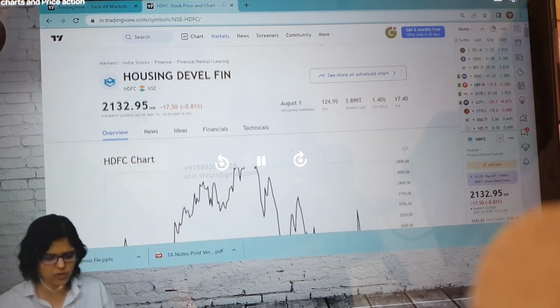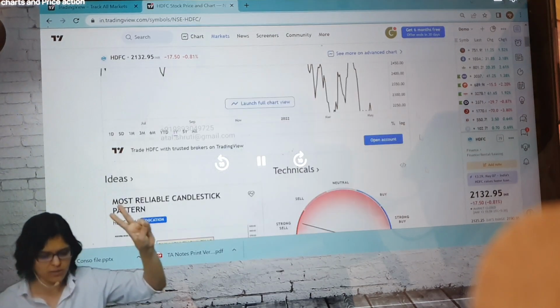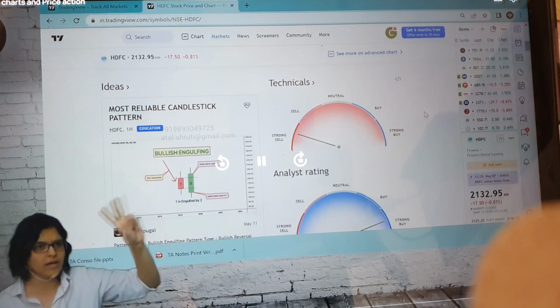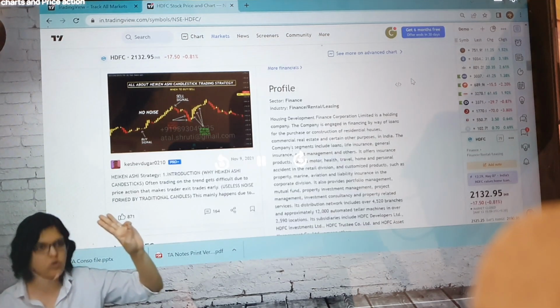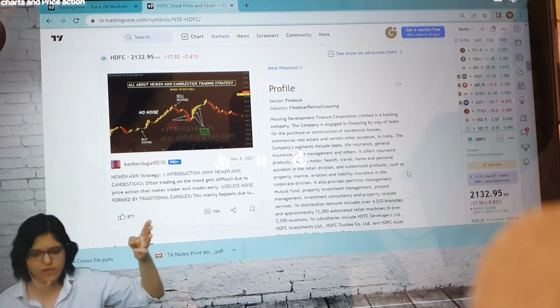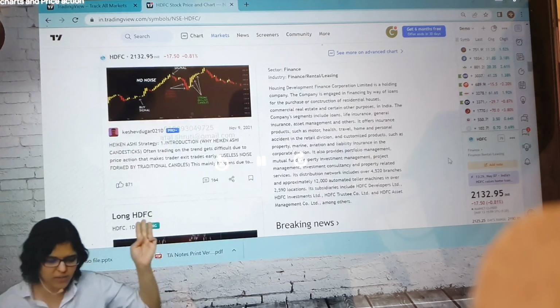So mainly in this point, I just wanted to show you 2 to 3 things. What is the first thing that I showed you? Line chart. How does it look? Number 2, ratings. As for technical analysis, as for analyst rating, what is the scenario? And third thing, you can also get to know in short what the company is all about. So HDFC everyone knows, but if it is a different name which you have never even heard about, at least in one paragraph you get to know what the company is all about.